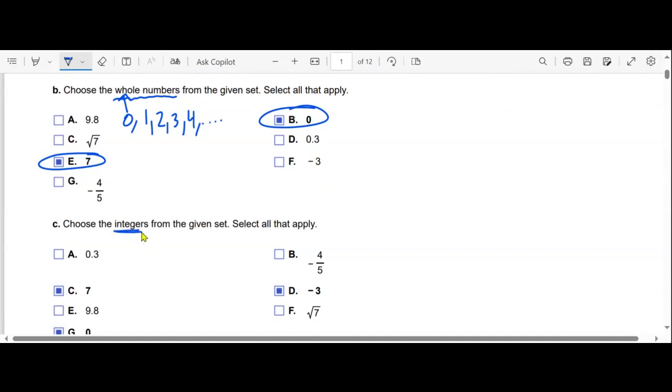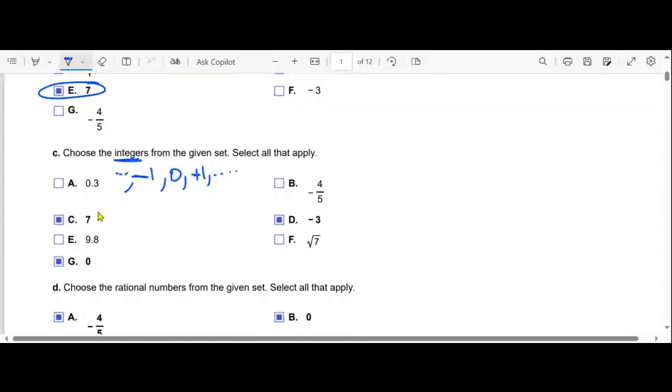Next one, integers. For integers, we take the negative side, and you take the 0, and you take the positive side. So what numbers do we have? We have the 7, we have the 0, we have the negative 3.